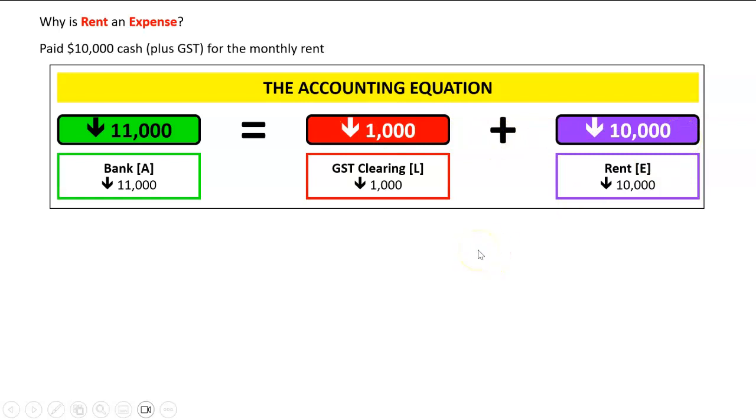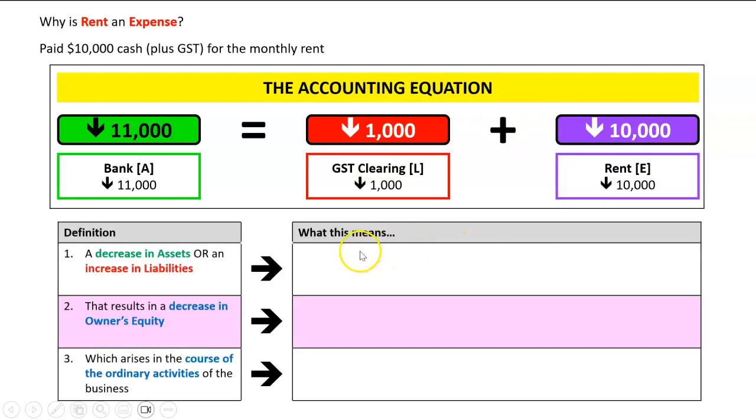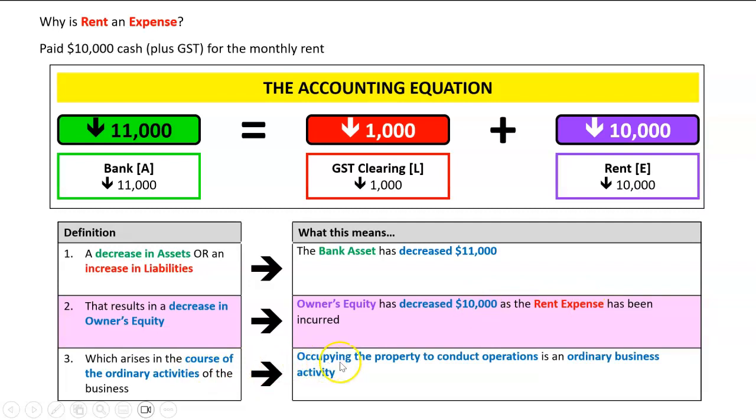So that balances. So now we can maybe answer why is rent an expense? So was there a decrease in assets or an increase in liabilities? Well, there wasn't an increase in liabilities because they actually went down. So it's this one. So we would say rent is an expense because the bank asset decreased $11,000. What is the result overall? It decreased owner's equity $10,000 because of the rent expense. And was it an ordinary business activity? Yep, occupying the property to conduct operations is an ordinary business activity. So that is why rent is an expense.